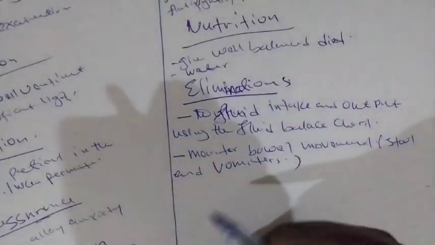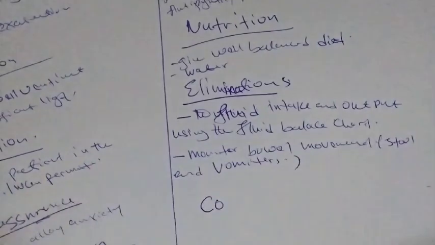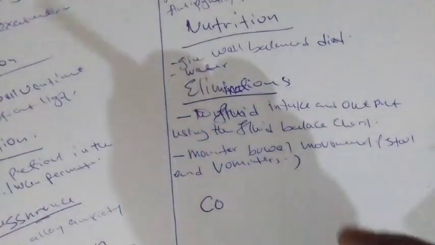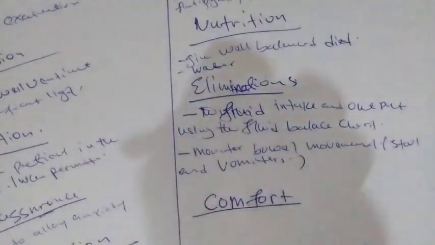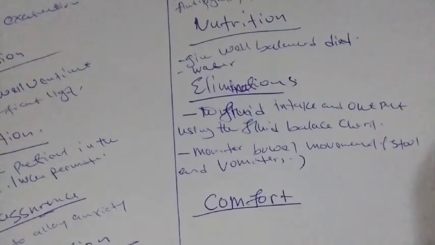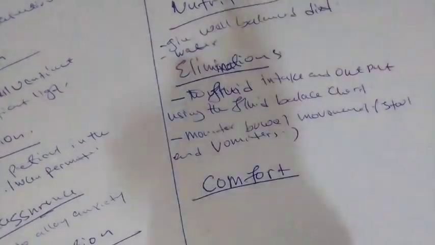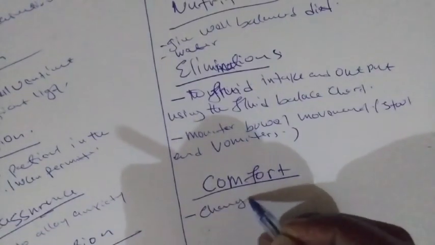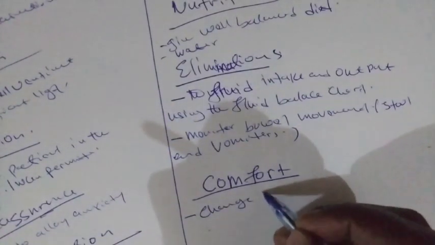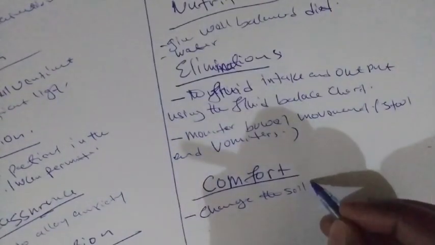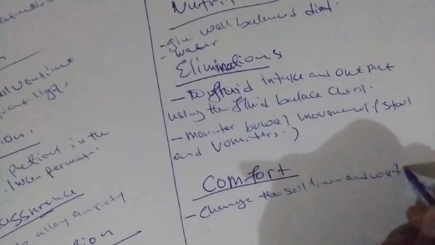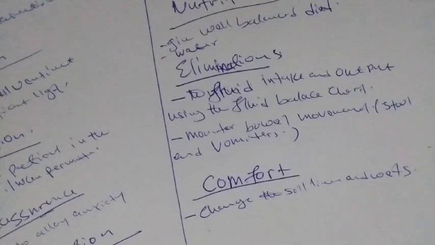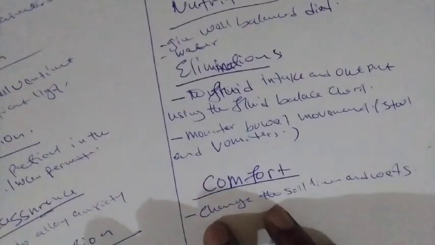Another step is comfort. After elimination, we should make sure that our patient is comfortable. So we are going to comfort. So how are we going to make our patient comfortable? One, we are going to change the soiled linen and wet linen. And then we are going to do oral care, bed bath, in case the patient is not able to do it.